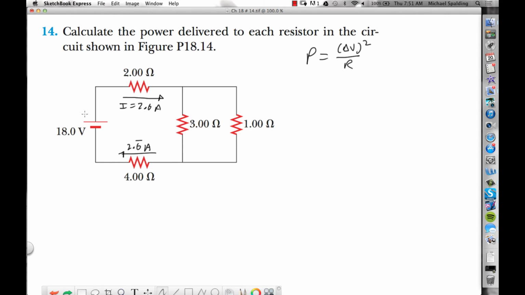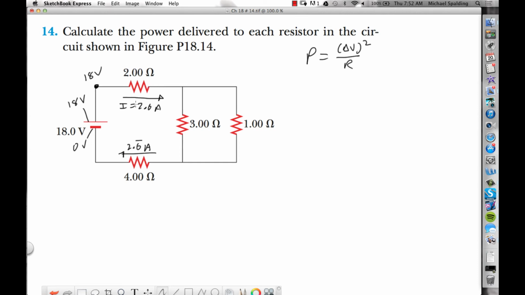Well, here's how I like to do it. This is the Spaldo way. It's the best way. So battery is 18, right? That's 18 and 0, right? That's what we mean. It's a delta V. So how many volts do we have at this point? 18. Now, what happens when we cross this resistor right here? This first resistor. The voltage goes down. By how much? Can we figure out how much?